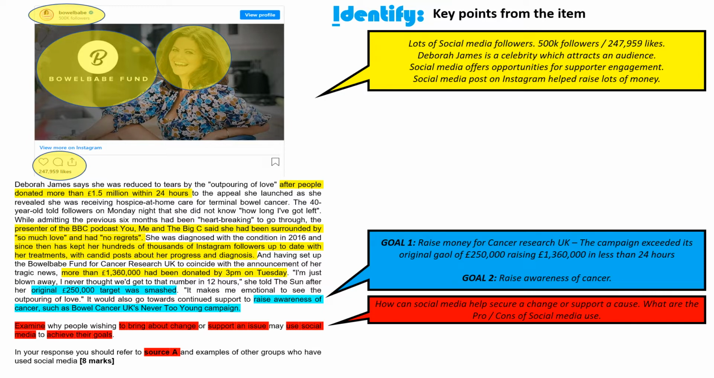The second goal, the very final sentence, was to raise awareness of cancer such as bowel cancer and the UK's Never Too Young campaign. So this was all about raising awareness again of the issue and making sure people understood what was happening. So they're the two goals. Again, still part of the reading process, but I've identified the key things from the item that I want to flag up.